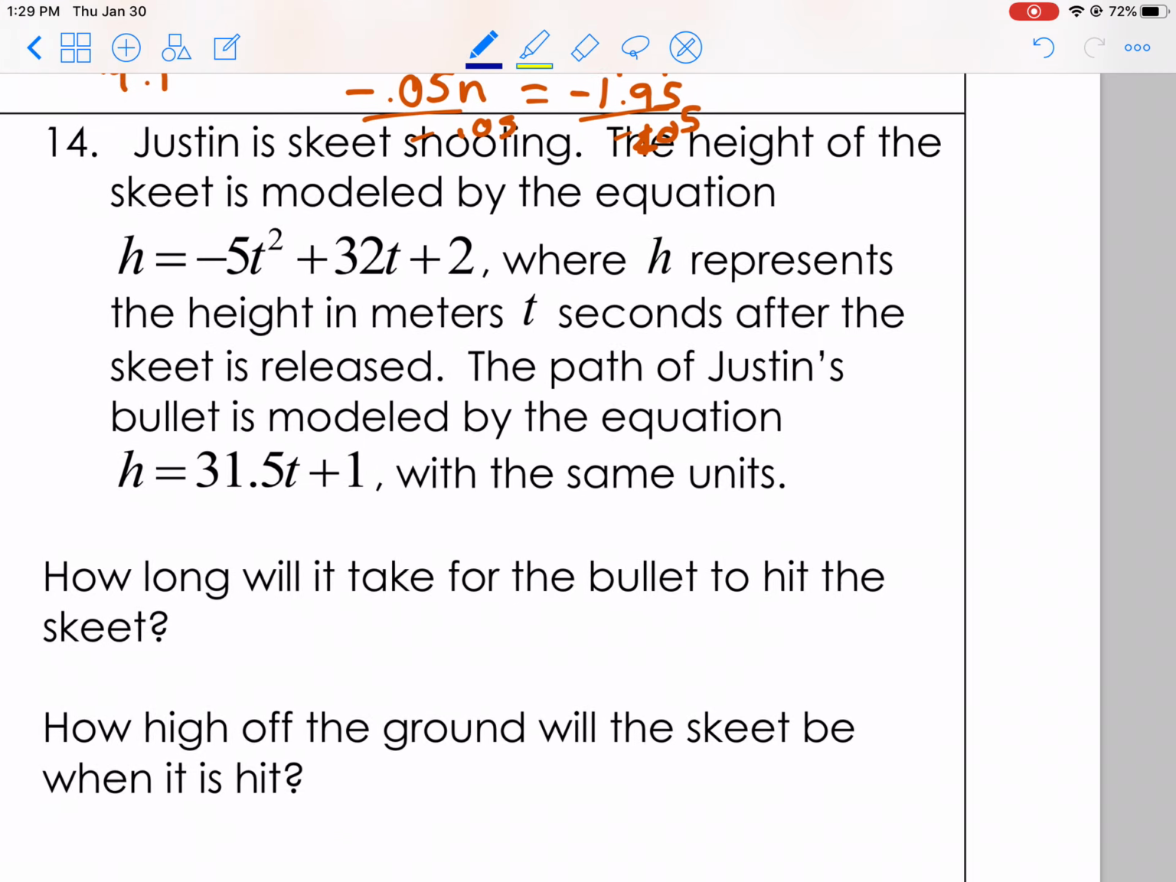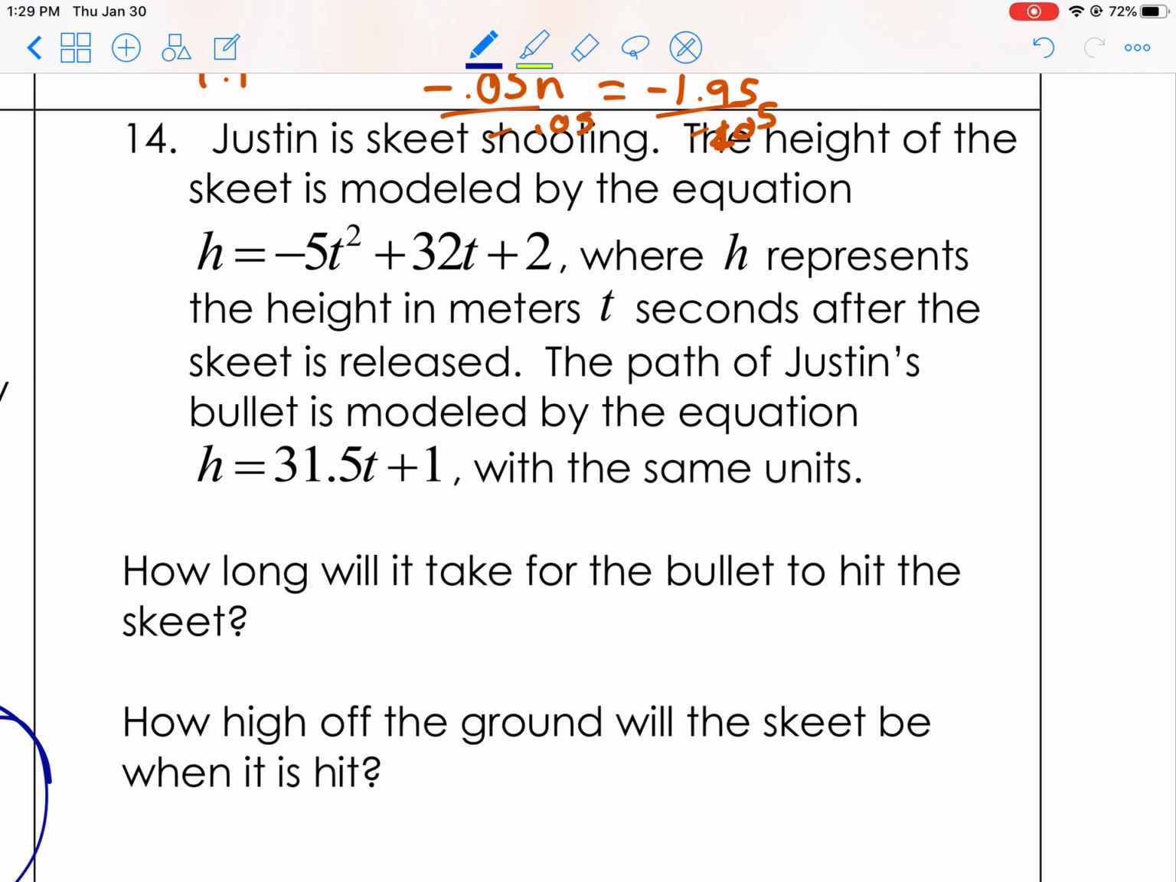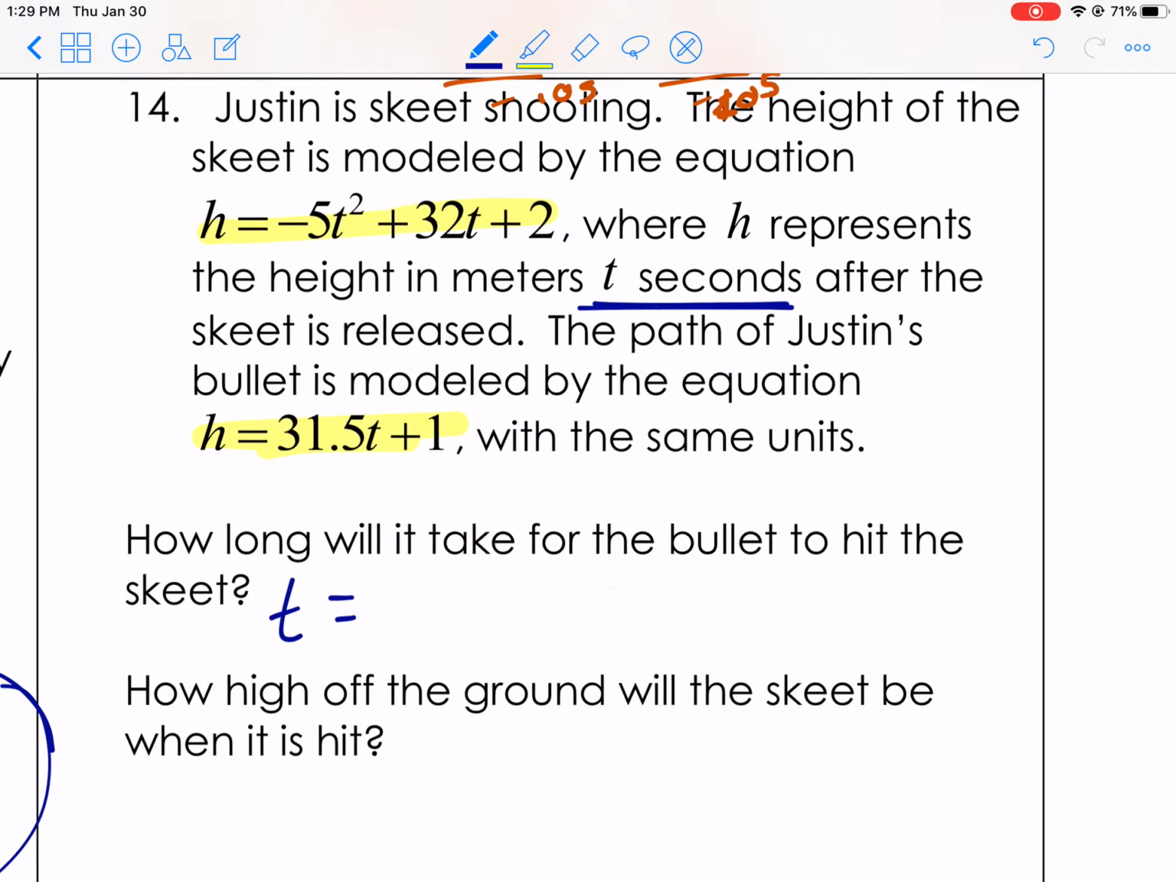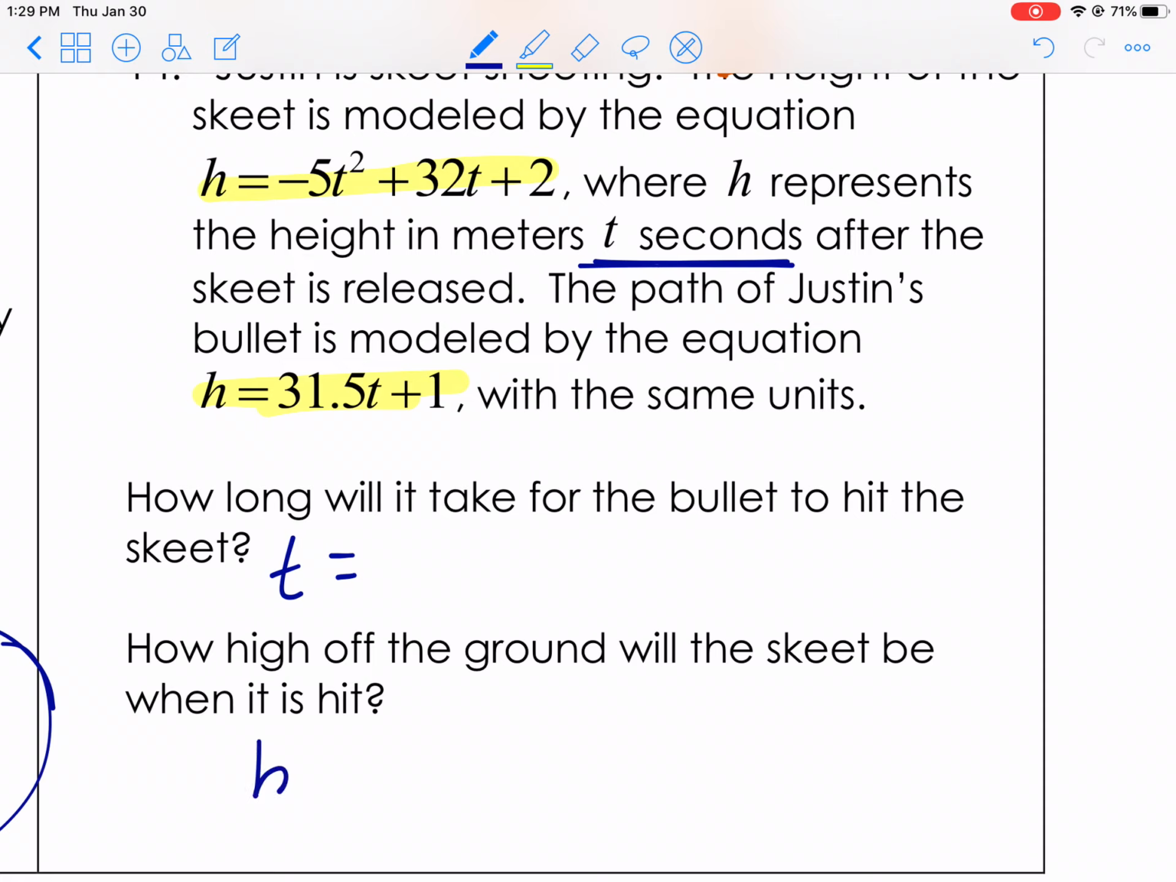Okay. Justin is skeet shooting. The height of the skeet is modeled by this equation where h represents height in meters and t is seconds after the skeet is released. The path of Justin's bullet is modeled by this equation with the same units. We need to find how long it will take for the bullet to hit the skeet. So they want to know length of time. That's going to be solving for t. And they also want to know how high off the ground it will be, so that will be height.